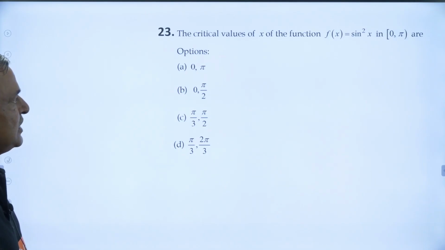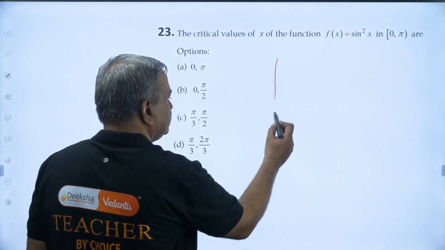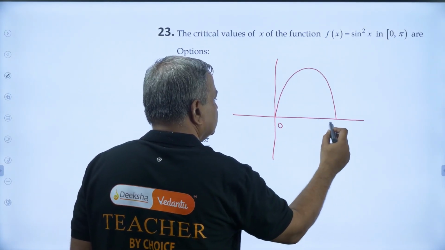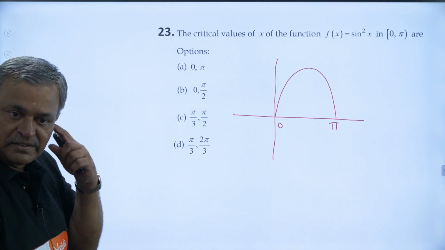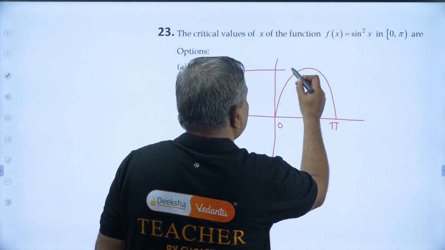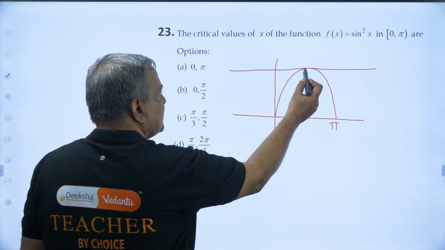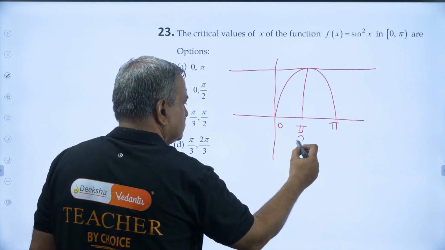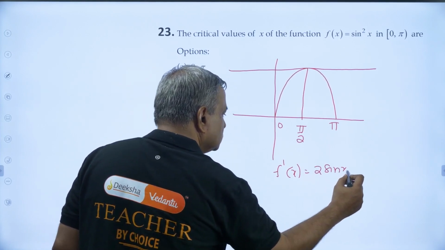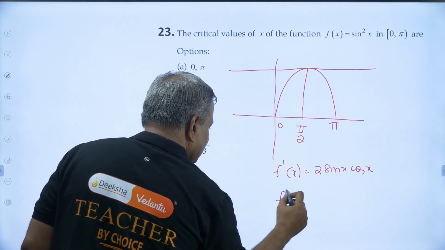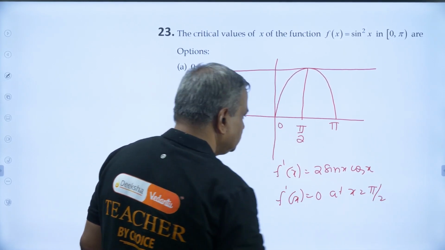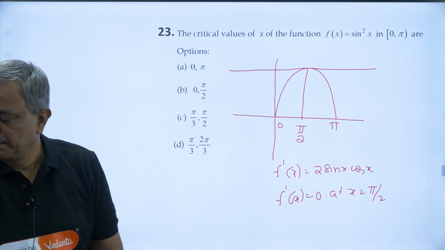Critical values of x for which the function sin square x, with x from 0 to pi. The graph is like this, 0 to pi. They give an open interval, 0 to pi. So what is a critical point? Where you get a horizontal tangent. Horizontal tangent you get at pi by 2. What is the derivative? f dash x is equal to 2 sin x cos x. So f dash x is equal to 0 at x equal to pi by 2.